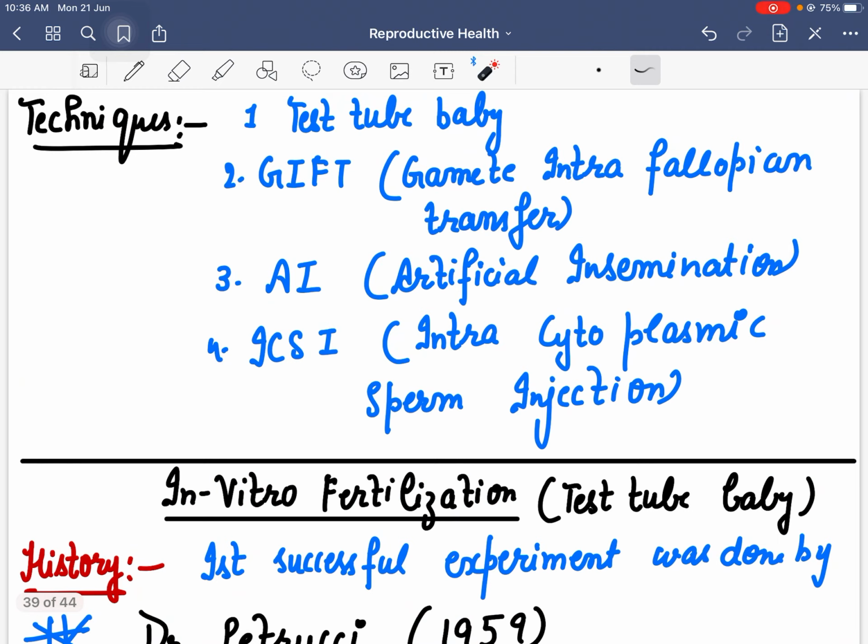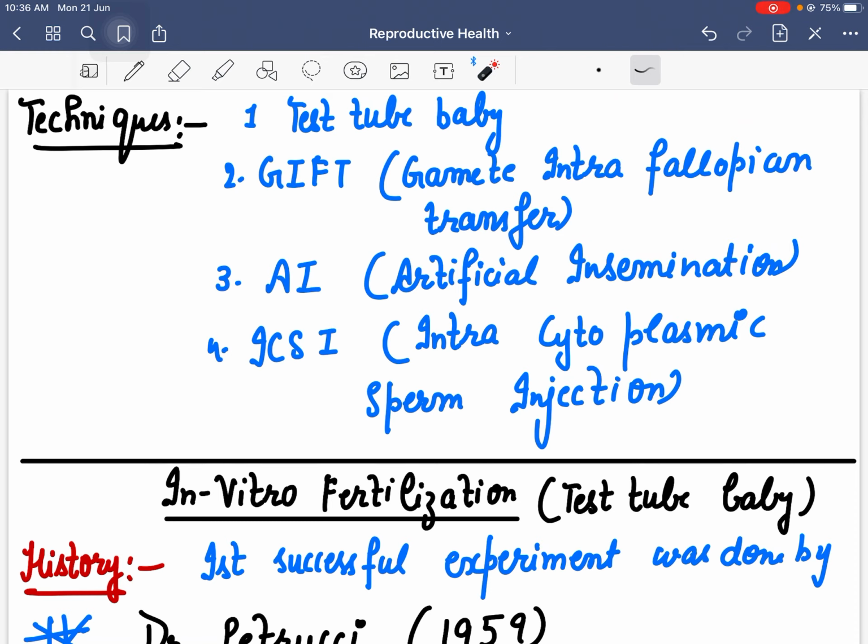Now, there are different assisted reproductive technologies which are very commonly used these days. First is the test tube baby. It is also known as in-vitro fertilization, but people used to think that this baby is produced in a test tube. We will discuss it in a minute.